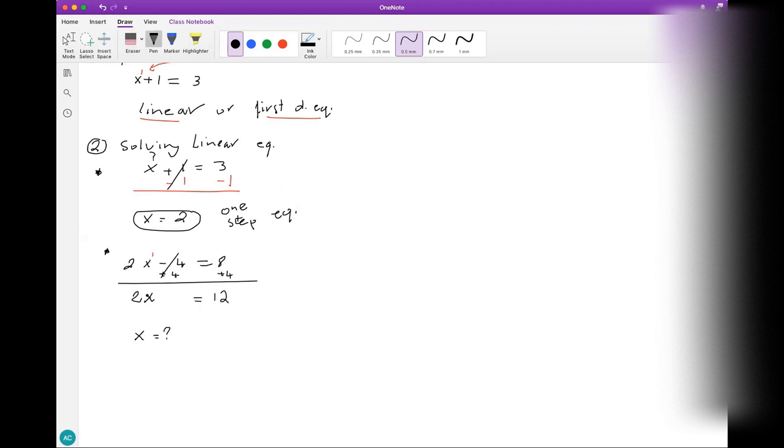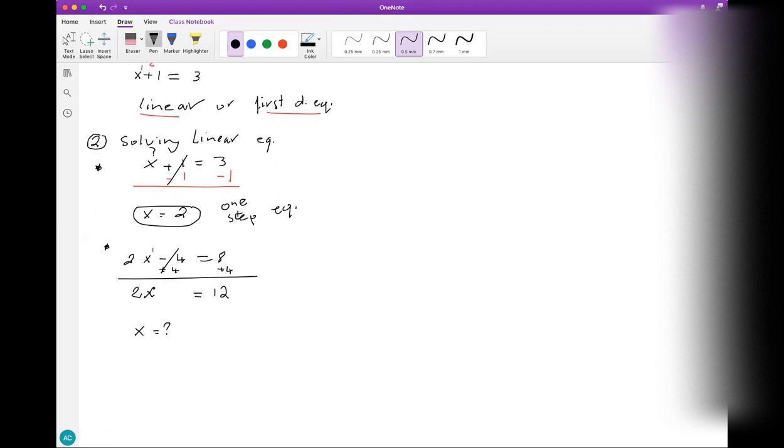We still don't have the x by itself. We need to cancel the 2 in order to get the x by itself. To cancel the 2, first you have to look at the operation here. What's the operation between 2 and x? Multiply. What is the opposite of multiplication? Division. Exactly. So this time we're not subtracting 2. Instead we're dividing by 2 because we have a multiplication.